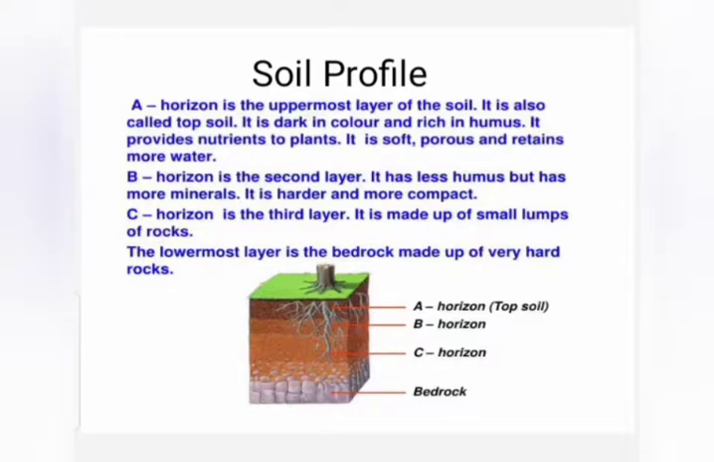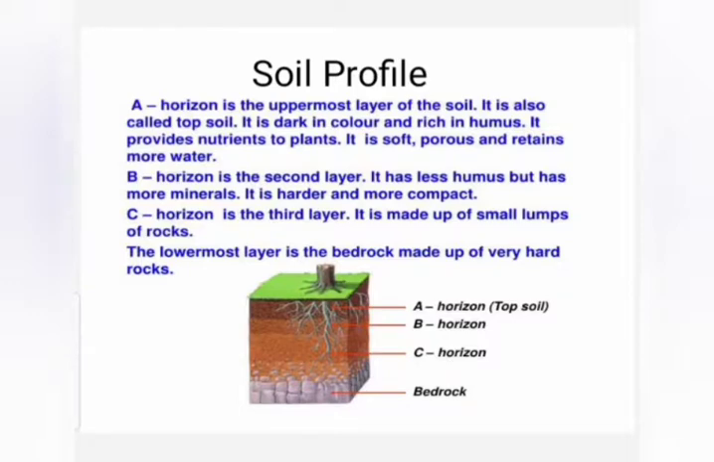Let us go to the next layer, that is B horizon. It is the second layer. Students, observe the diagram. It has less humus, but it has more minerals. It is harder and more compact. The particles are tightly packed. That is called compact.